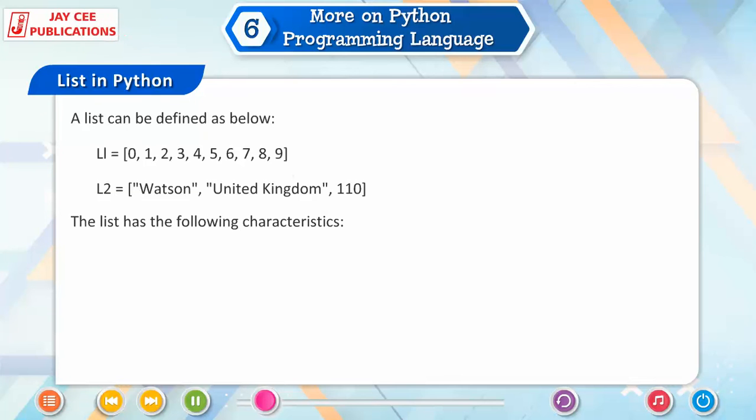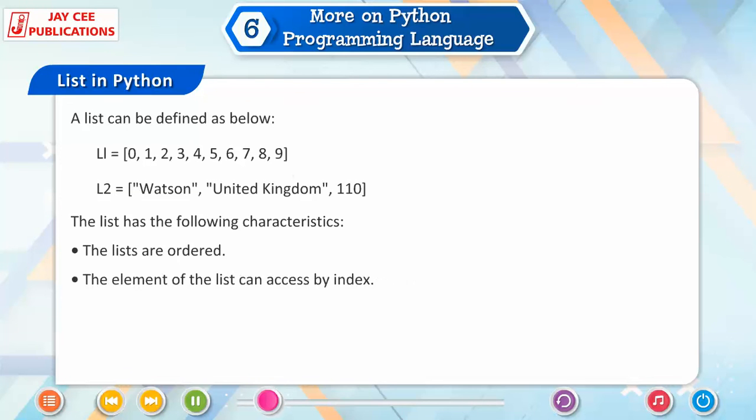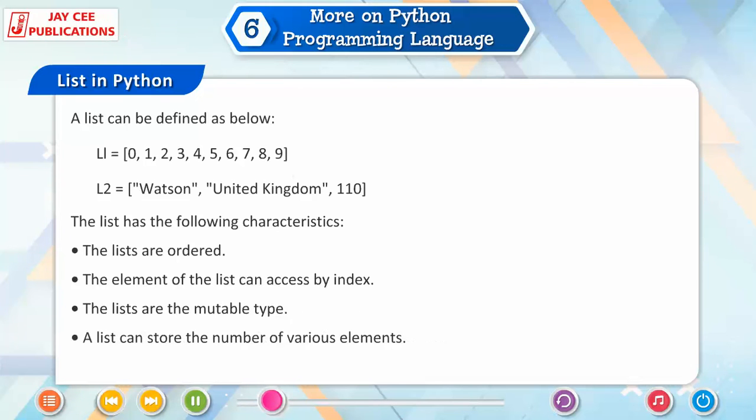The list has the following characteristics. The lists are ordered. The elements of the list can be accessed by index. The lists are the mutable type. A list can store a number of various elements.